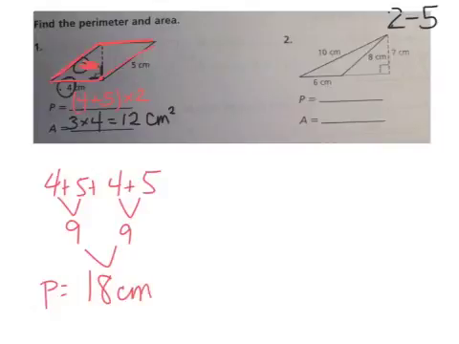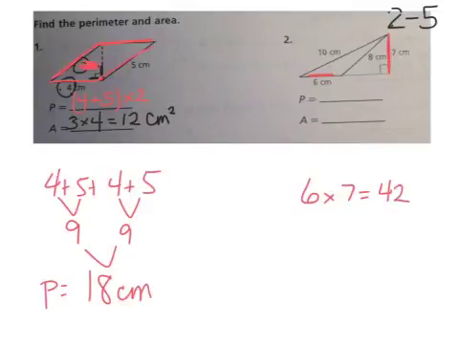Same thing with our right triangle. If you think back to the activity that we did where we had a rectangle and we cut that rectangle in half, it became a triangle. So for our area, we want to take the base, which in this case is 6, times the height, which is 7.